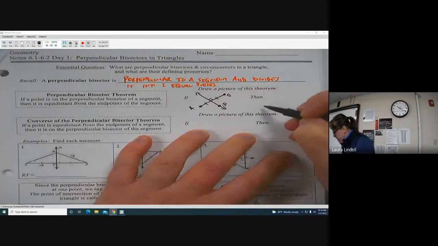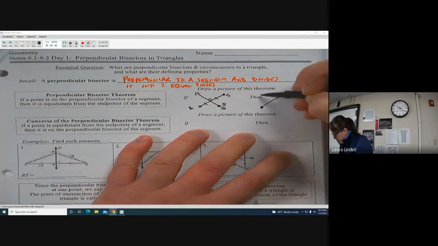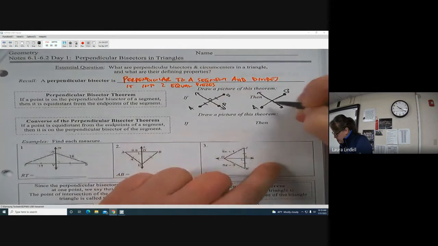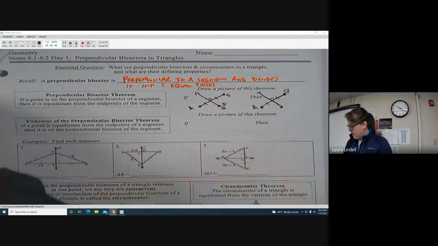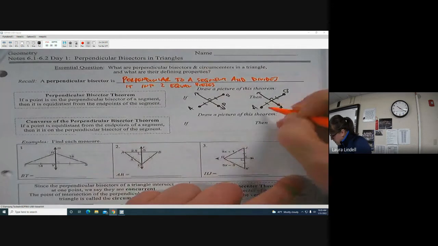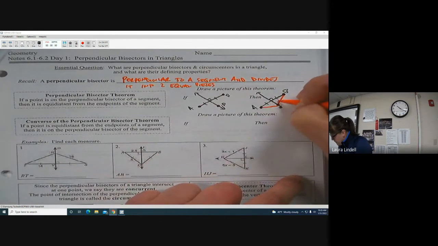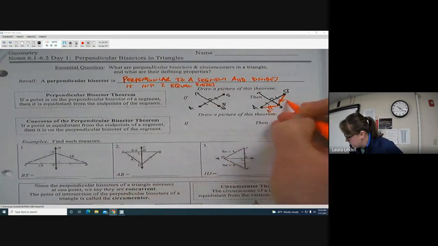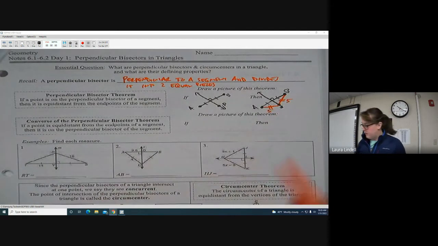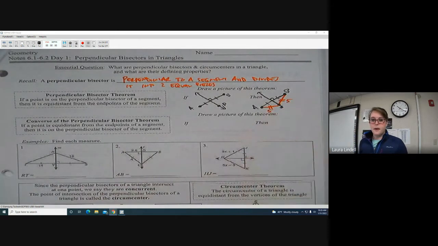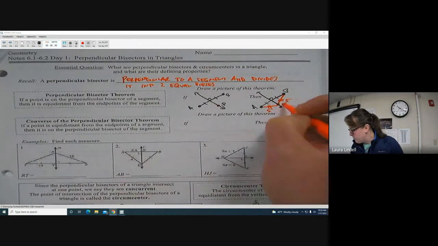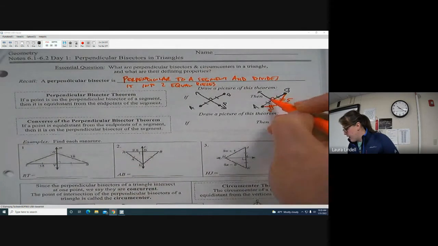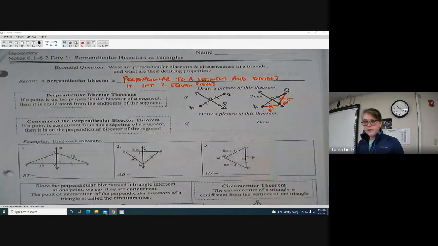So then, if we've got the same picture going, it must be the same distance from P to A as it is from P to B. So if this distance is 5, then this distance is 5. If this distance is 2,000, then this distance is also 2,000, as long as P is on that perpendicular bisector. And we know that it's a perpendicular bisector because of the markings here. We know that this is a right angle and that these two pieces are the same. Cool.